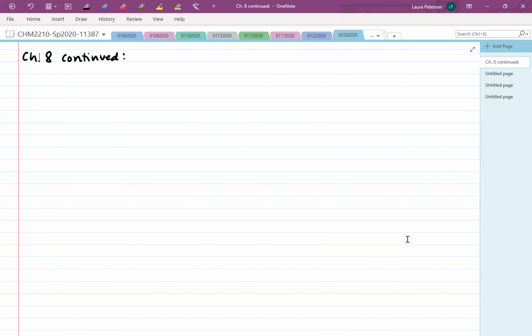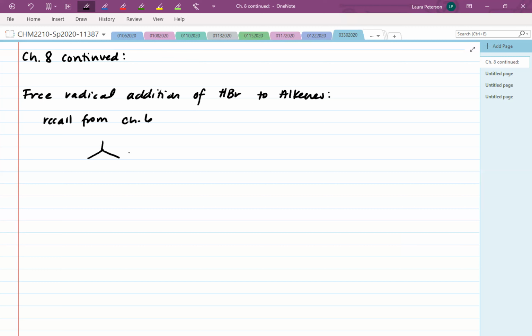Okay, so the first reaction that we're going to cover today is called free radical addition of HBr to an alkene. What I want to do for a second is just recall a reaction from chapter 6. We learned this reaction where we took an alkene and reacted it with HX, we'll use HBr here, and we generated the Markovnikov halide. So this was Markovnikov addition.